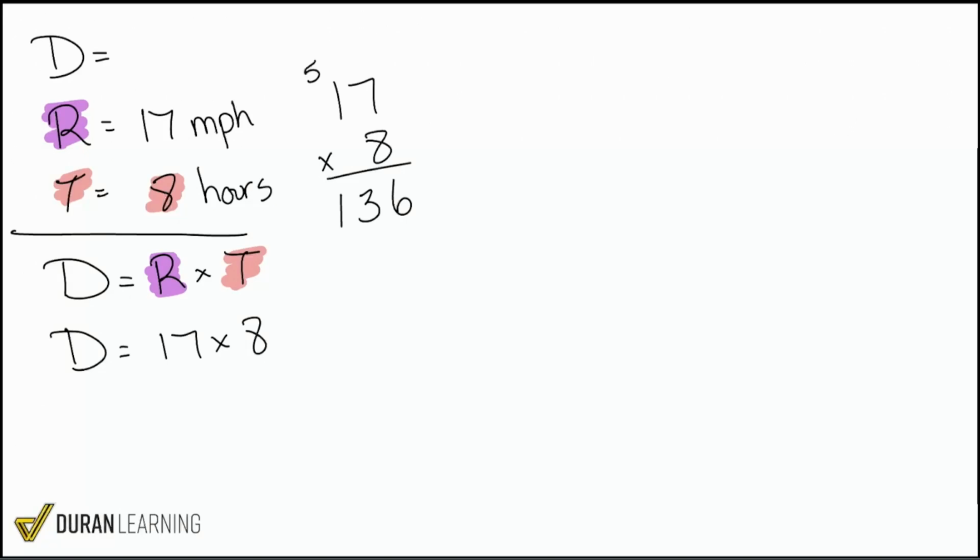Now, everybody, what unit should we be using here? Distance equals 136 what? Correct, miles. As a reminder from that previous lesson, remember that your rate is going to give away what your distance and time units are. This says miles per hour. So the distance is going to be in miles. The time is going to be in hours. So that's how you know what the units are going to be. In this case, it will be miles.